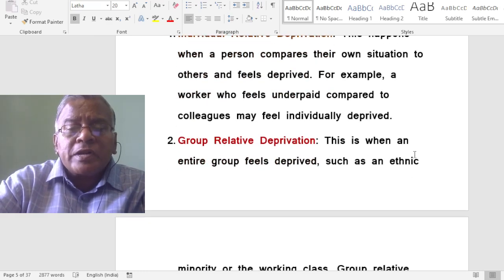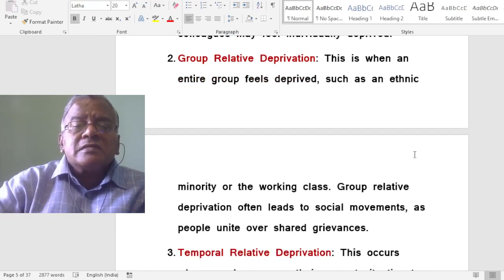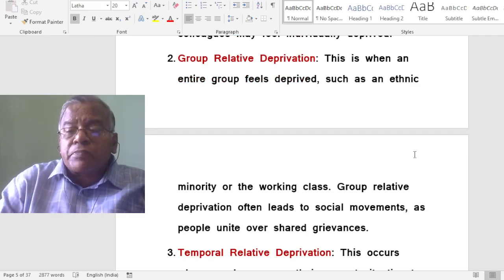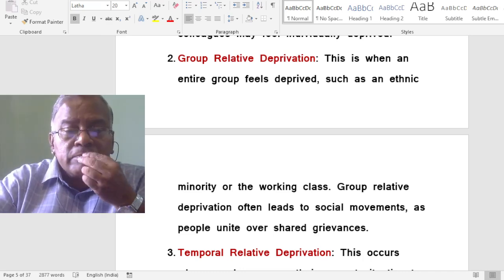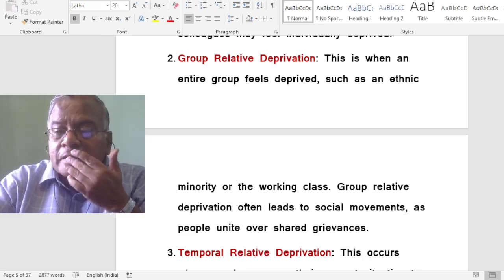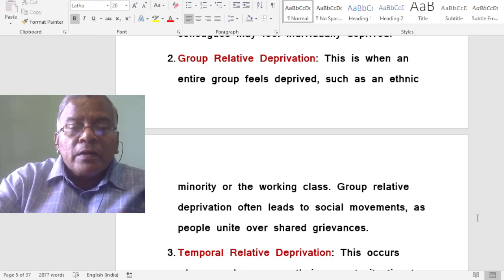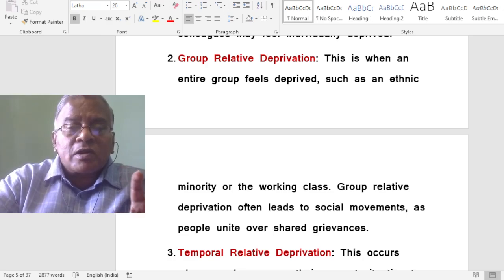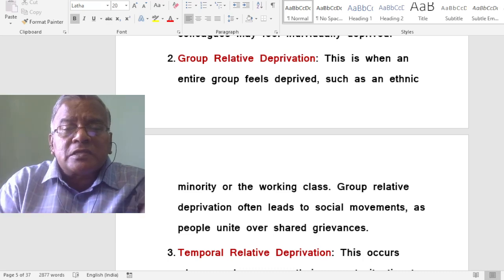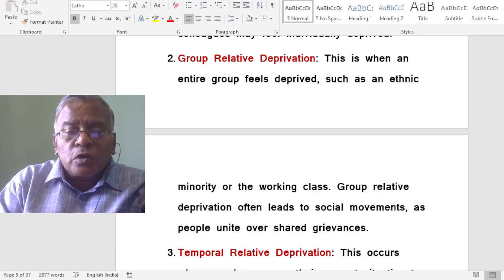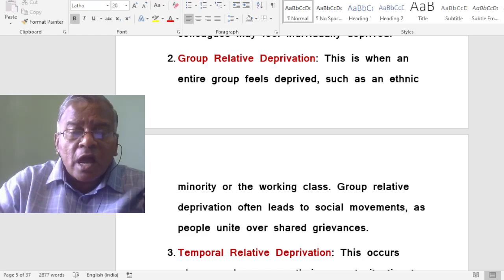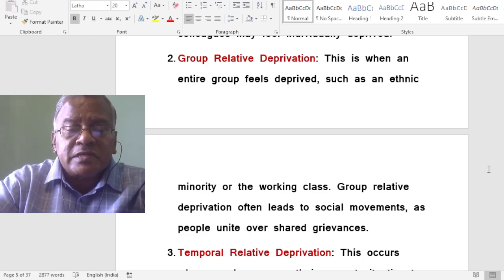Then there is group relative deprivation. This is when an entire group feels deprived, such as an ethnic minority or the working class. Group relative deprivation often leads to social movements as people unite over shared grievances.